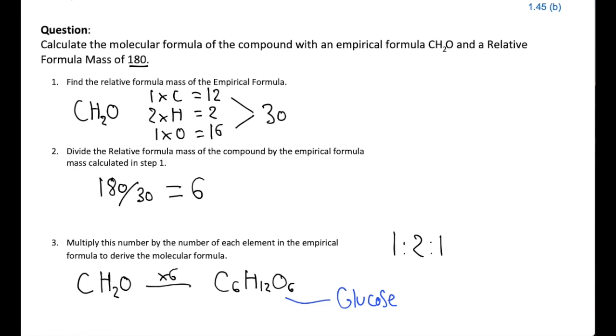One way you can check if your answer is actually correct is by working out the relative formula mass of the compound based on how many atoms are in this molecular formula that we've got. And if the number matches the number that we're given at the start, then you know this formula is correct.